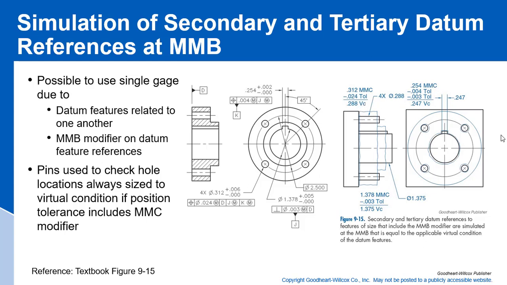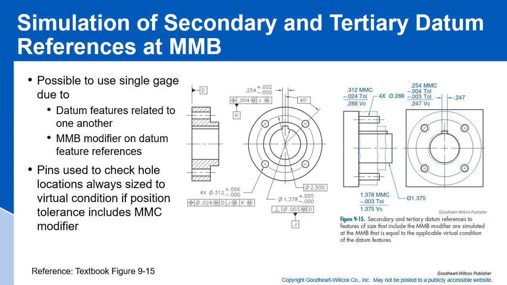Okay, so what we've done is we built a simulator over here. The simulator picks up the feature of size, which is the hole here, at its MMC. And then we also have a feature of size here in this keyway, and we're picking that up at its virtual condition. And then we're picking up the holes here and checking their true position at virtual condition. So that's how we do that. So the pins used to check hole locations are always sized to the virtual condition if position tolerances include the MMC modifier.